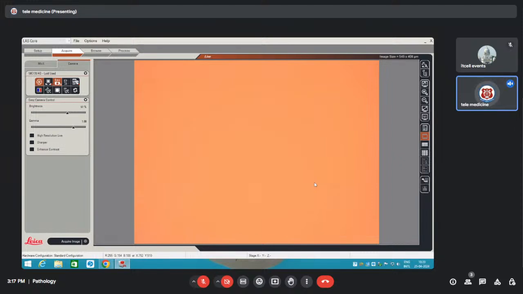Another case. So let me first show you this case. 55-year-old male has sallow complexion and massive splenomegaly. Now see this case. The case number 22, sir. Case number 20.